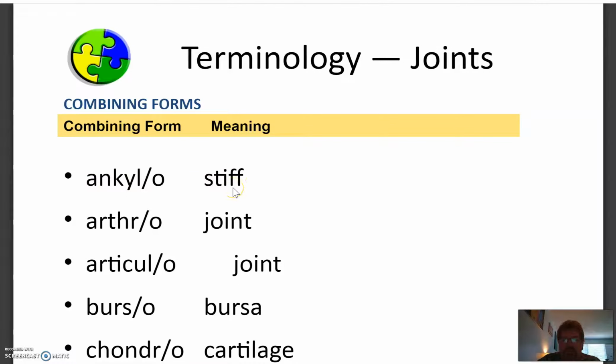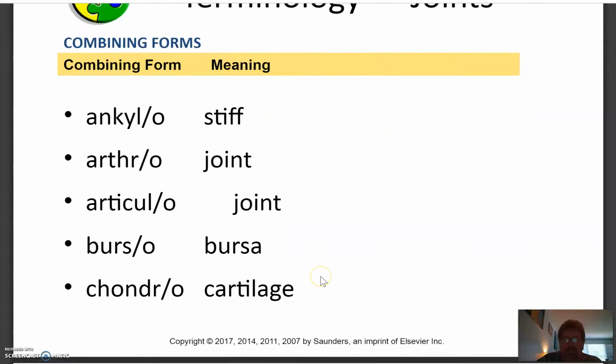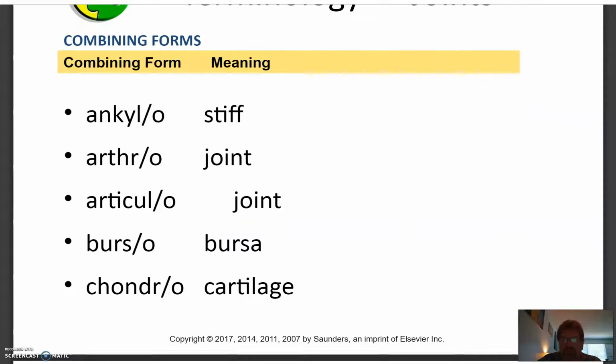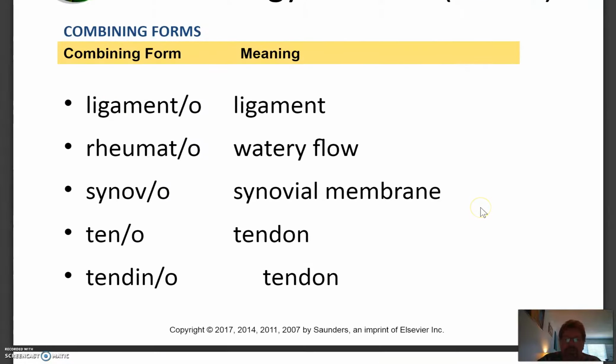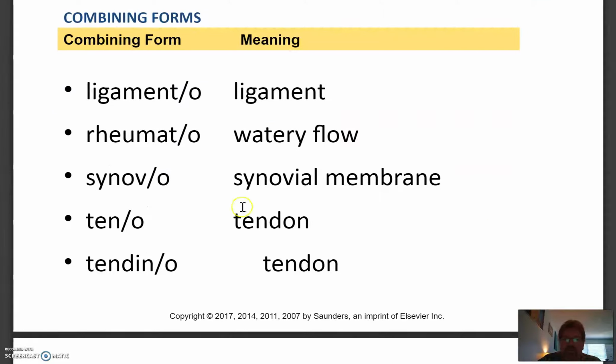Terminology: ankylo means stiff, usually a joint. Arthro is a joint. Articulo is a joint. There are fluid-filled sacs throughout the body that act like a bearing and diminish friction. They're called bursa. Chondral is cartilage, we've gone over that. It's very important, but we've mentioned it several times. Ligamento, of course, is a ligament, bone to bone. Rheumato, watery flow, like rheumatism.